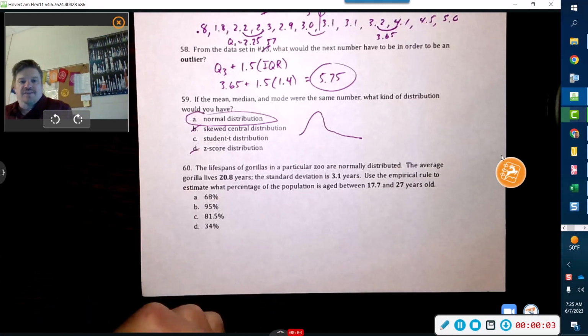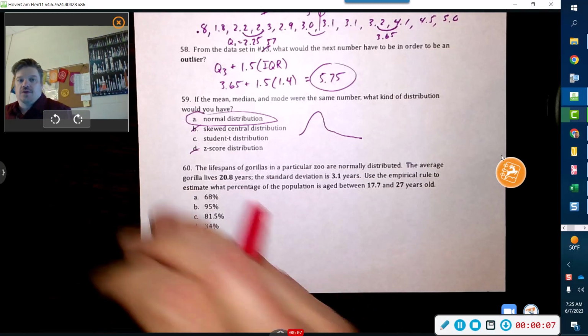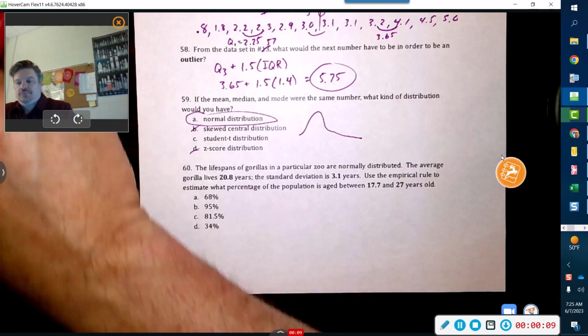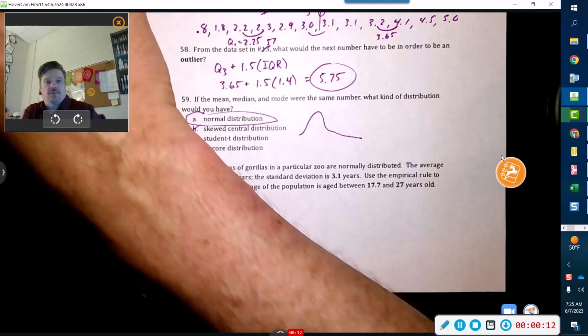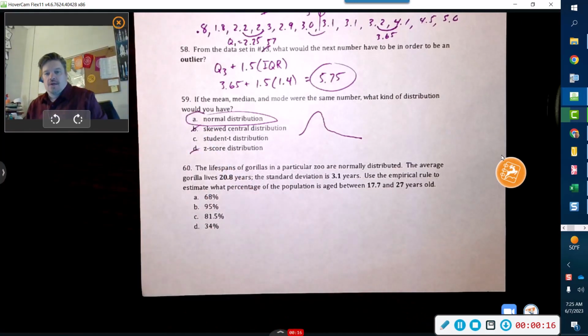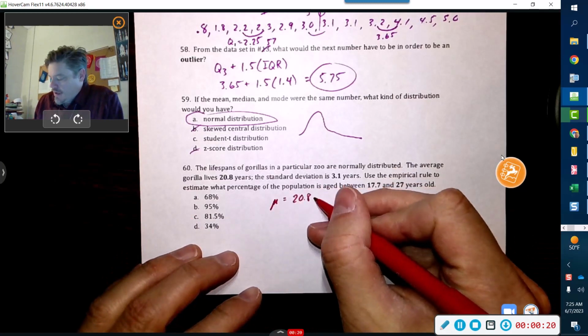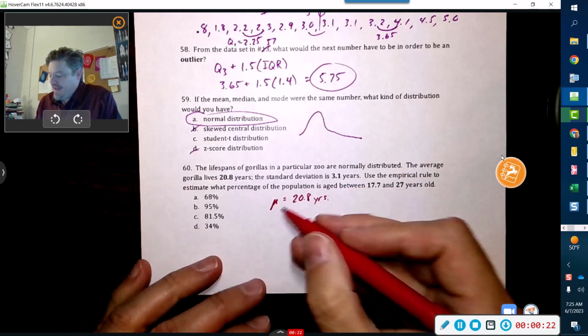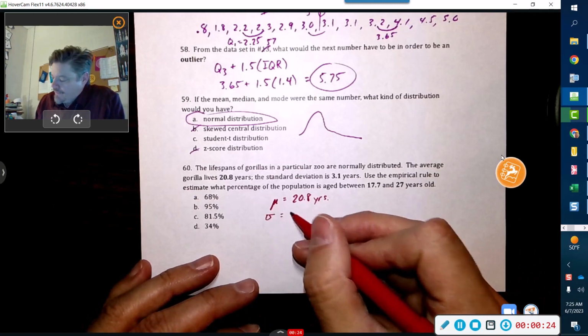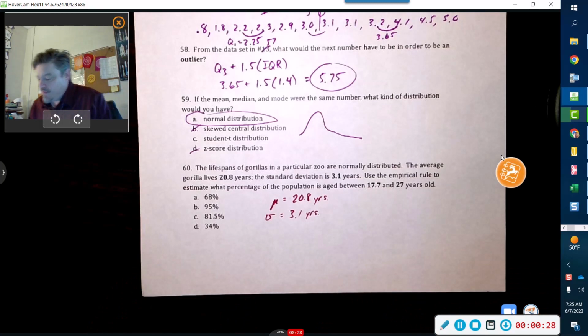The lifespans of gorillas in a particular zoo are normally distributed. That means that we can use the z-score tables. The average gorilla lives 20.8 years, and the standard deviation is 3.1 years. Use the empirical rule to estimate what percentage of the population is aged between 17 and 27.